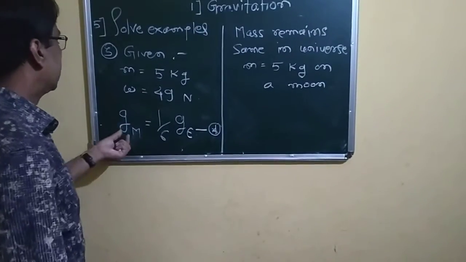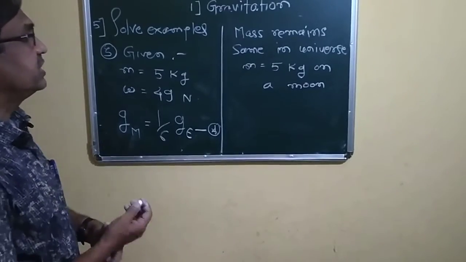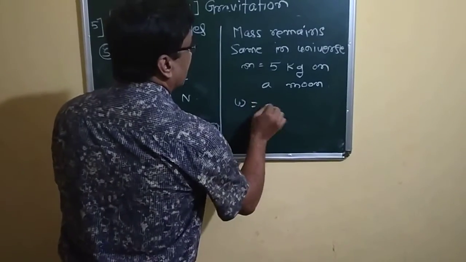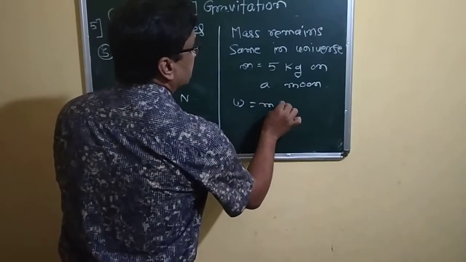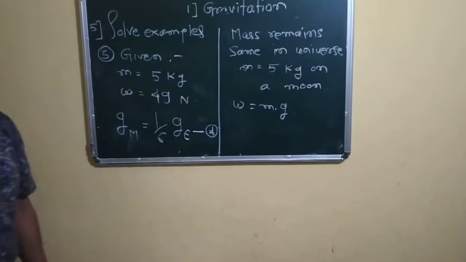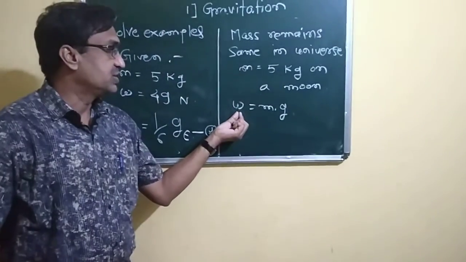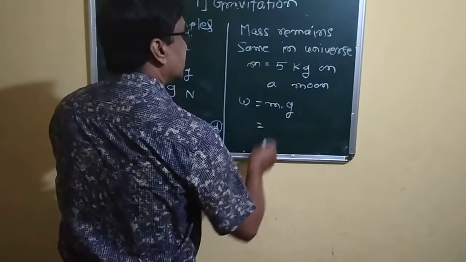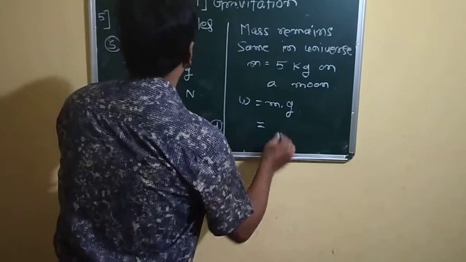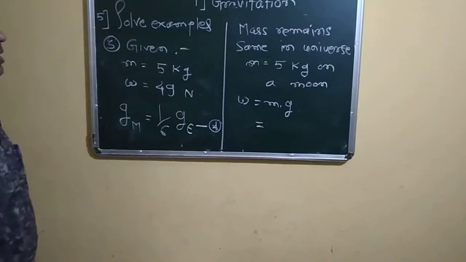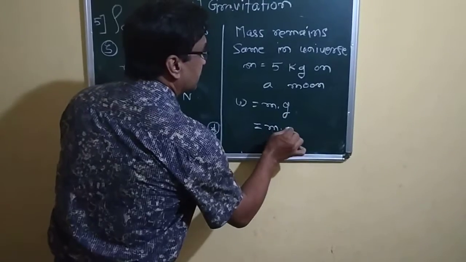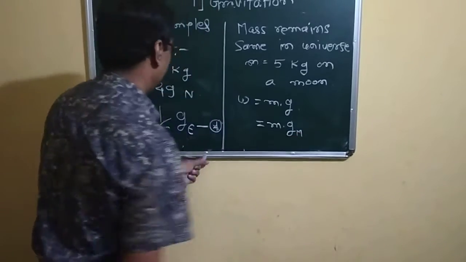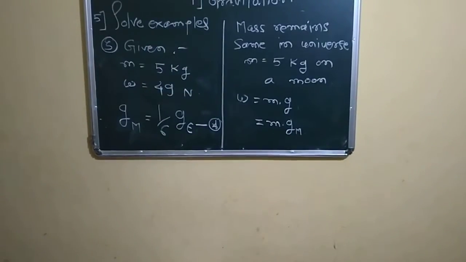For the second, what is the weight? Weight is equal to m into g. That is the gravitational force acting on an object. We put in these values: mass as it is, that is m into gm.